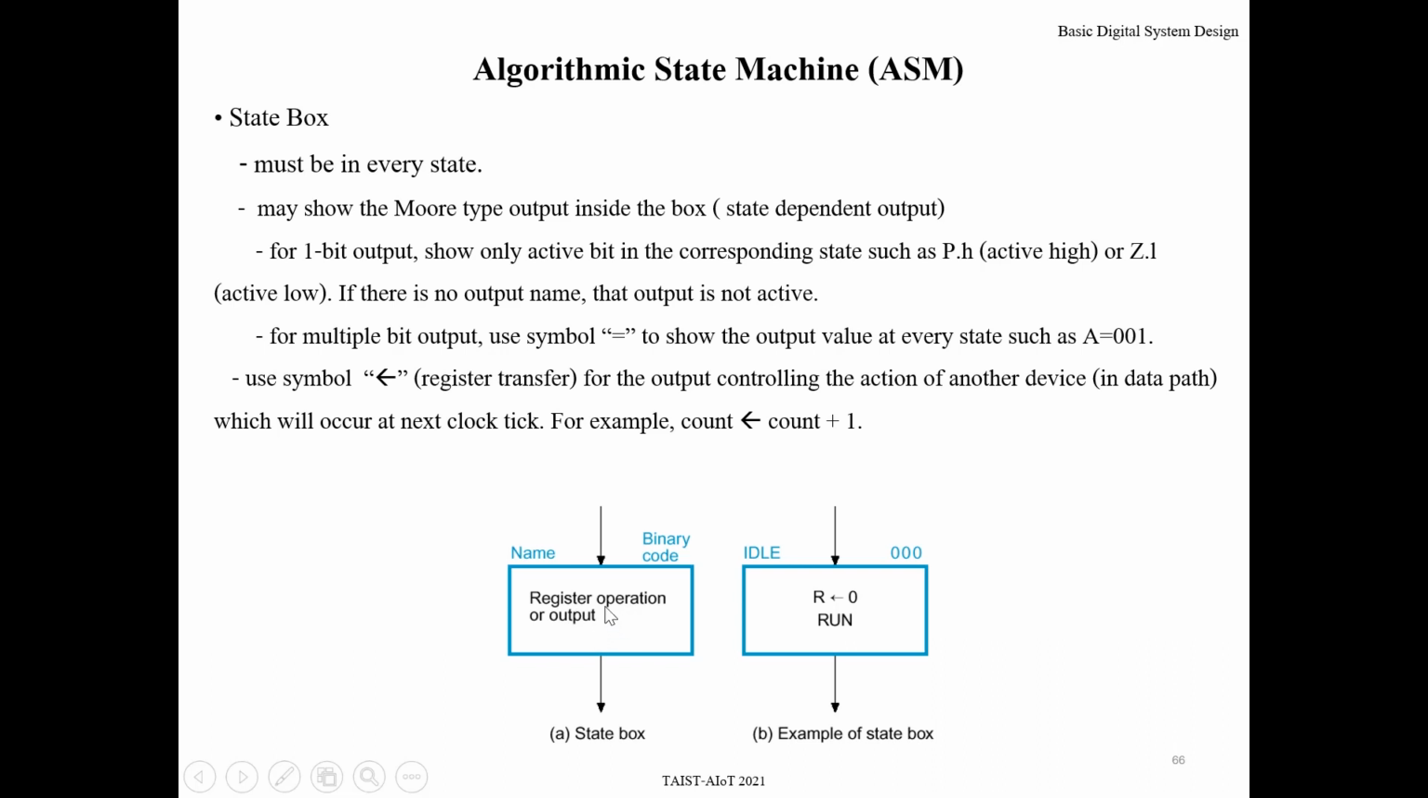It may be a register operation to assign, clear, or load data to a register, and some outputs that depend on the state, namely the Moore type output. Sometimes we write the state name here and the binary code of this state at this corner.